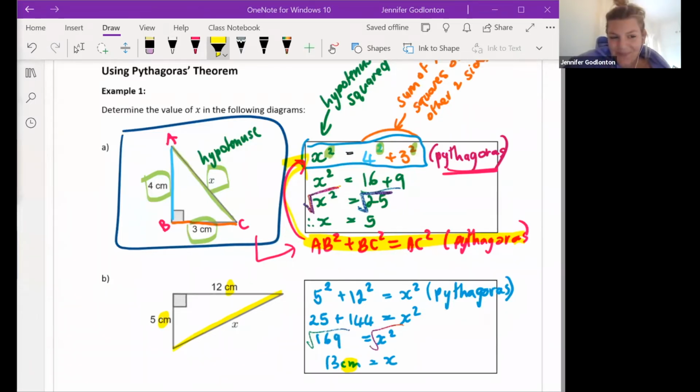Mamelo? Ma'am, may I please ask, on the first example, where you wrote x squared is equal to 2 minus 5, why did you write 2 minus 5 instead of 25? I didn't write 2 minus 5. I did write 25. Oh, okay, ma'am.